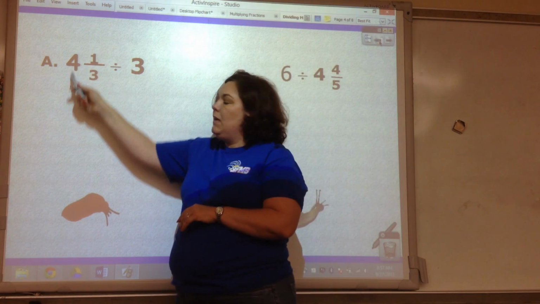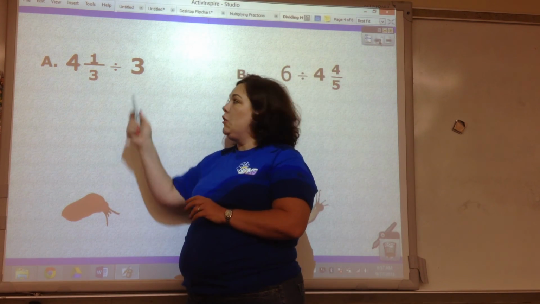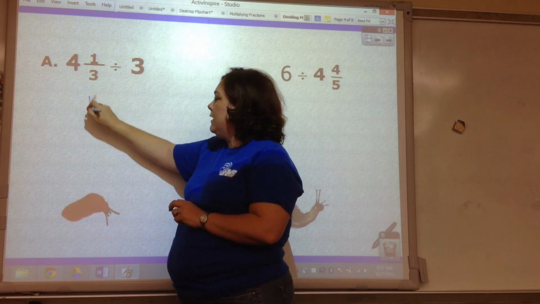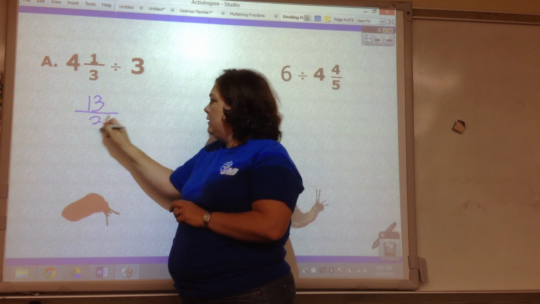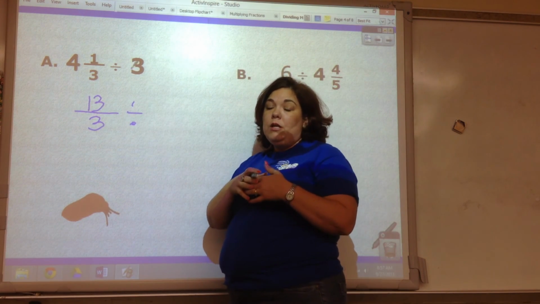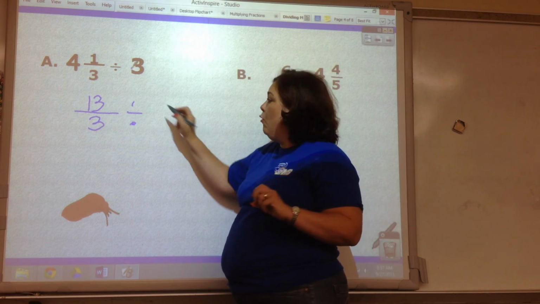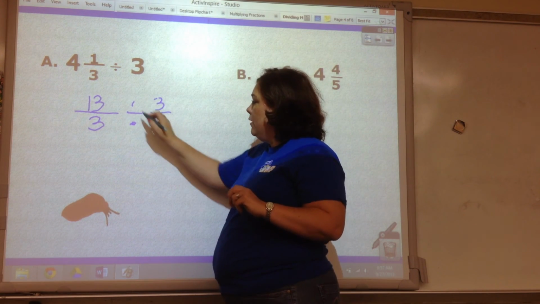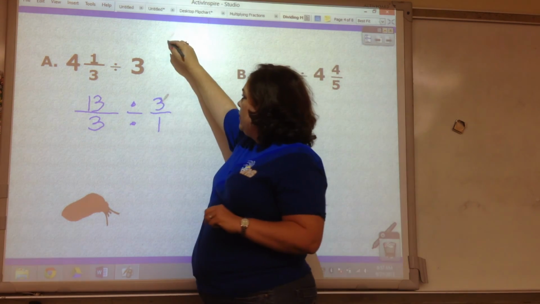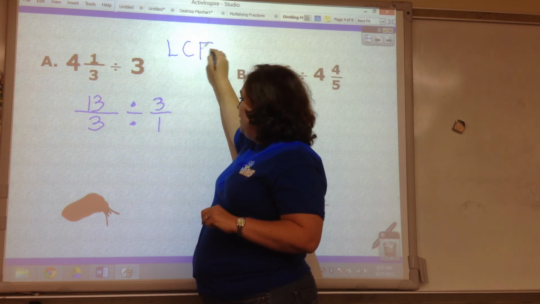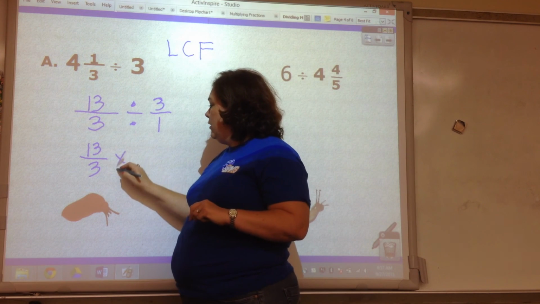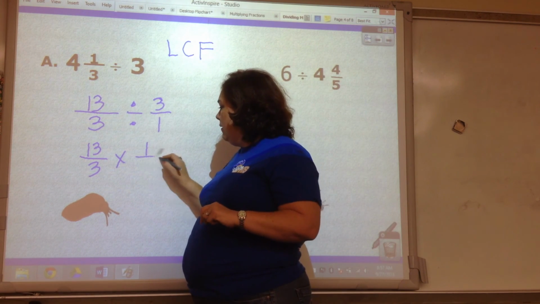So this is a mixed number. First step, I have to turn it into an improper fraction. 3 times 4 is 12, plus 1 is 13. And that's thirds. And it's divided by, and 3 is a whole number. To get that in fraction form, I need to put it over 1. So this is my division problem. My rule for dividing is leave, change, flip. So I leave this, I change this, and I flip this.